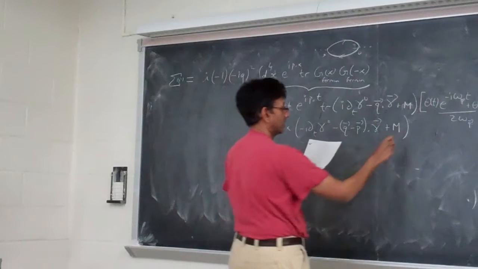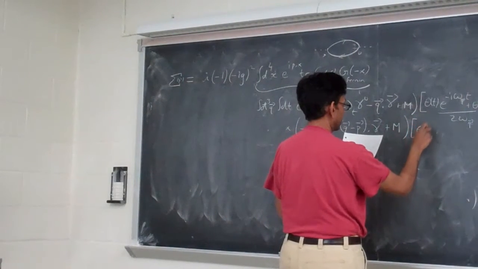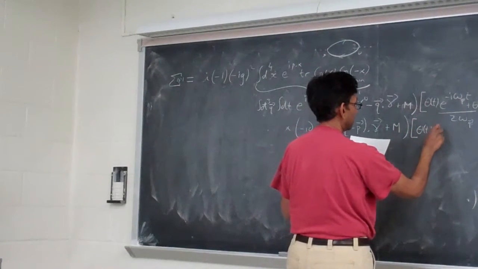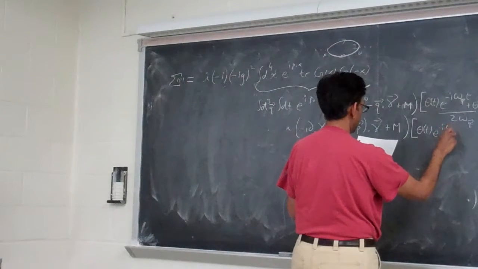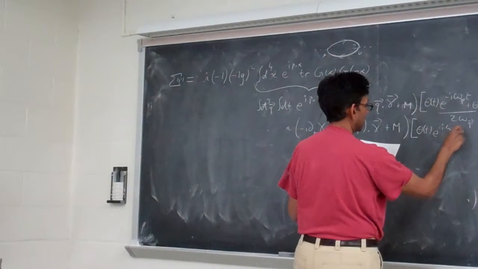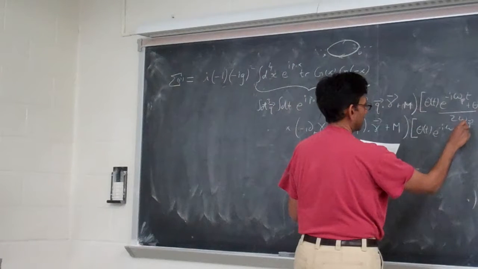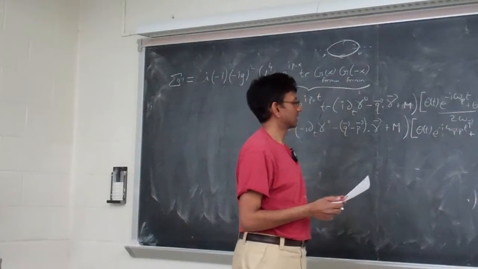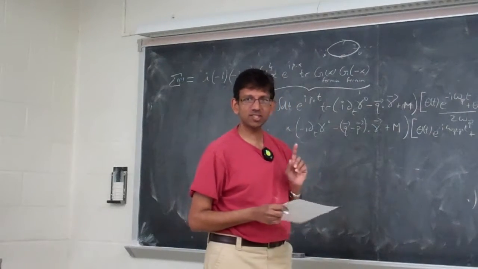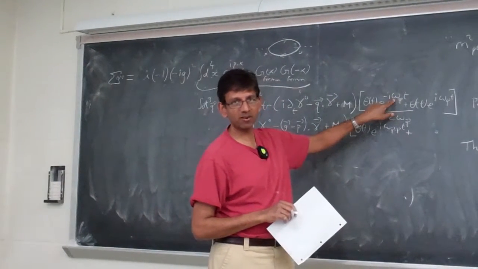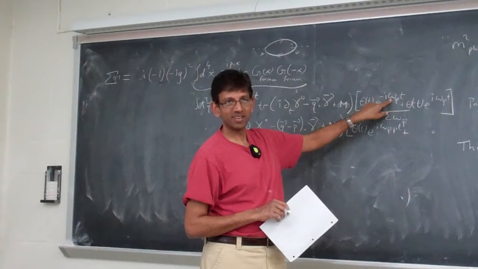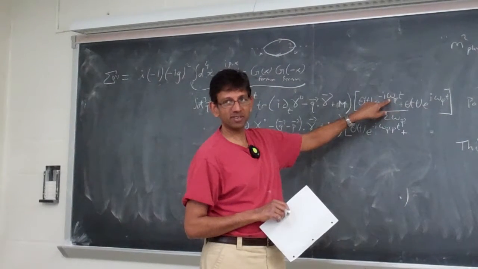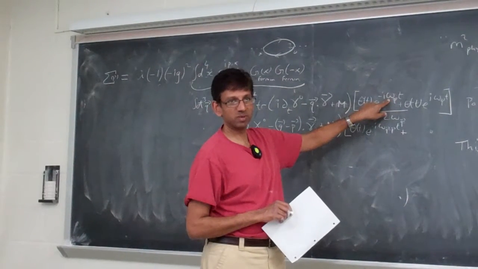So let the step function step e to the minus i omega q minus p t plus h. Have I consistently used capital omega for the fermion before? Or have I just been flip-flopping?